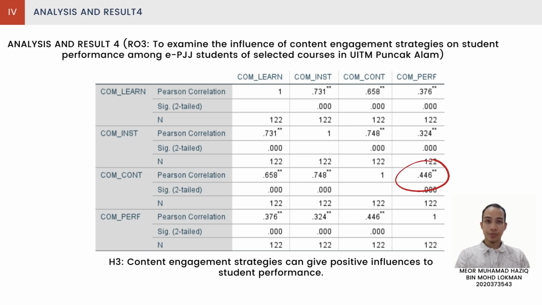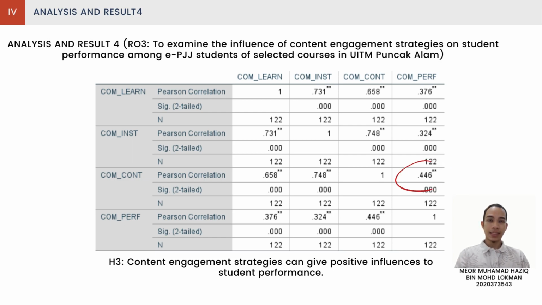So, content engagement strategies are crucial for maintaining student interest and comprehension during online distance learning, ODL. Unlike in traditional classrooms, instructors cannot immediately gauge students' reactions and must instead proactively design content that captivates learners in a digital environment, with learners dispersed geographically and navigating through digital platforms at their own pace. It is important to tailor content engagement strategies to various contexts and cater to the diverse needs and preferences of EPJJ students in Puncak Alam.